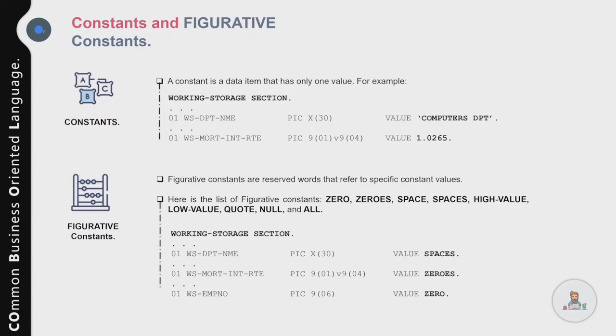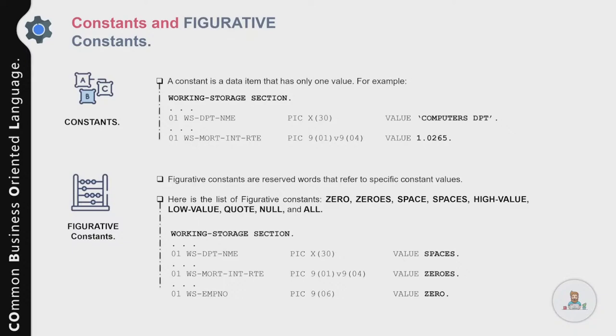So for example, in case of department name, which is X of 30, that is alphanumeric, what I've done is I've used a value clause along with spaces. So spaces is a figurative constant. And what will happen when you run this program? This particular variable, that is department name, is filled with all spaces.